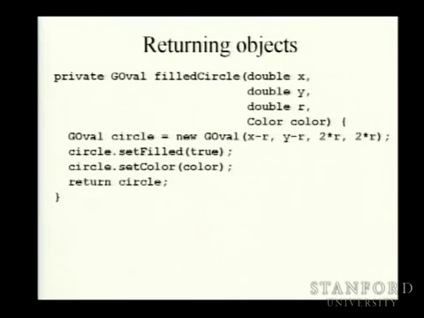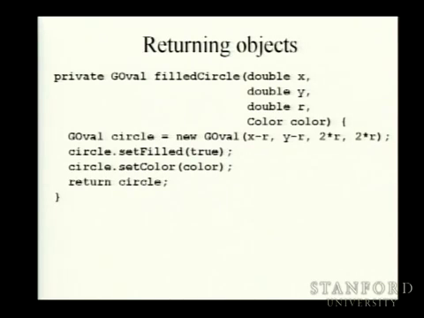Okay. Which is returning an object from a function. So it turns out, interestingly enough, you can not only return ints and doubles and booleans from functions, you can also return whole objects. So here is a method called filled circle.